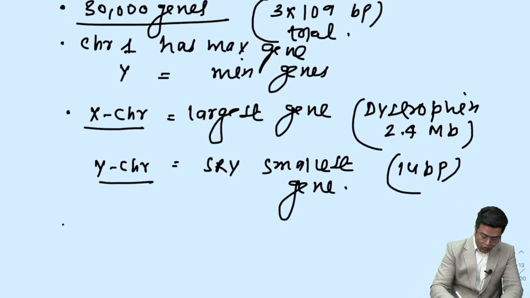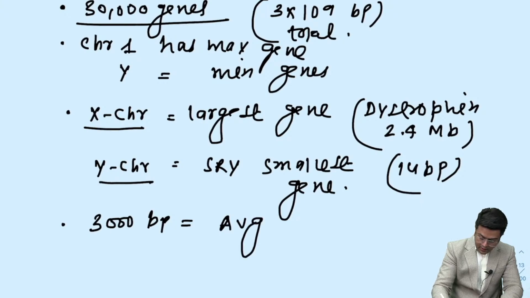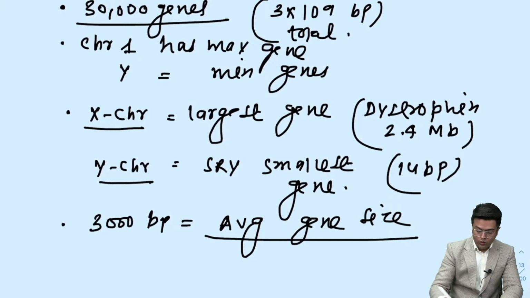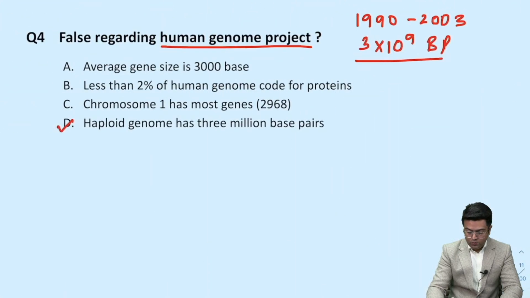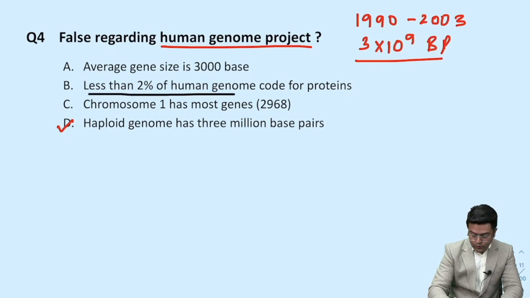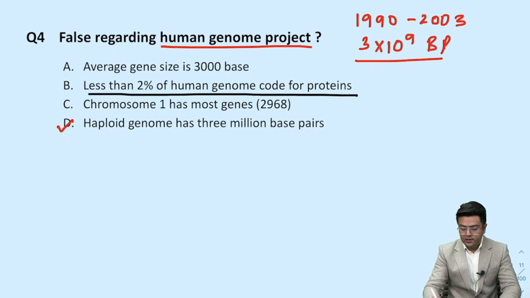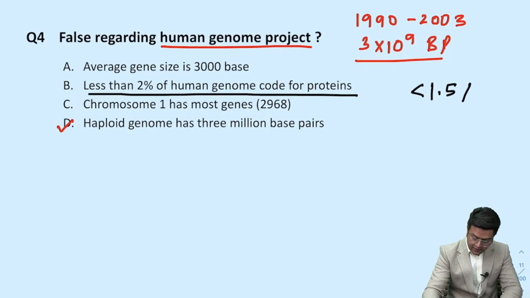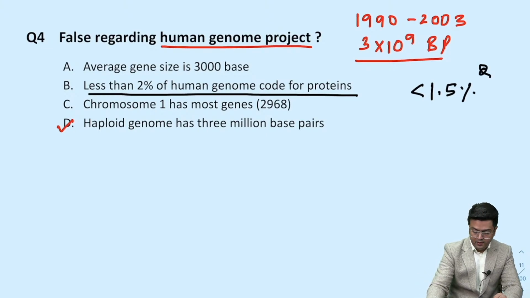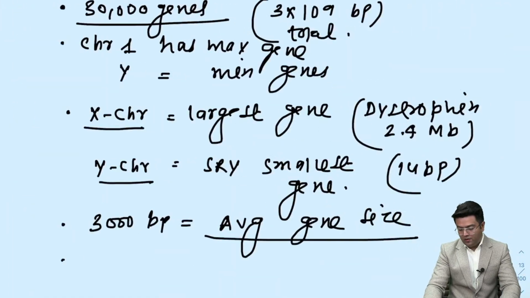Then what else? Guys, average gene size is 3000 base pairs, that you should know. Then one more point that we should know, which is given in our option, is that less than 2% of the human genome codes for proteins, or currently we say less than 1.5% actually, right? Important MCQ. So guys, these are a few important findings of the human genome.